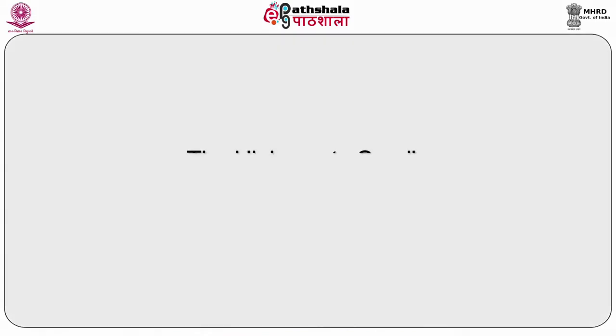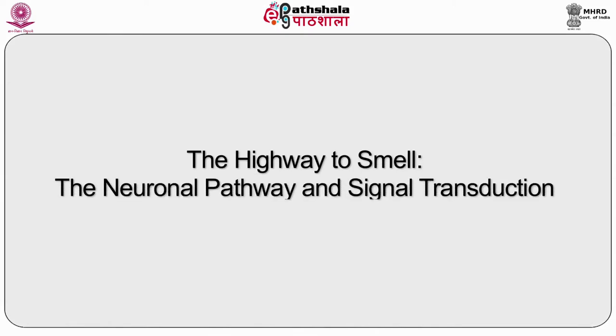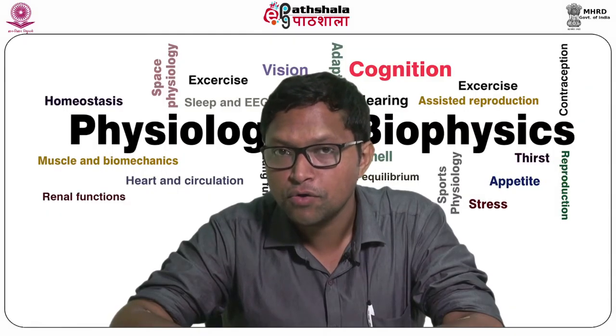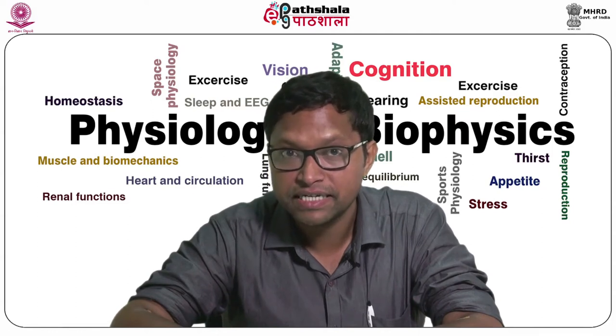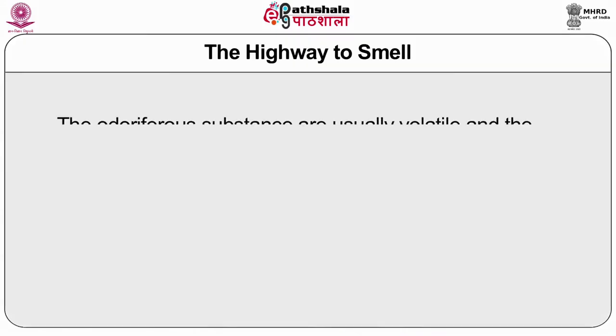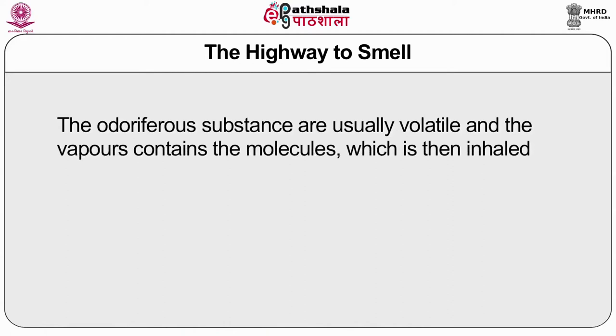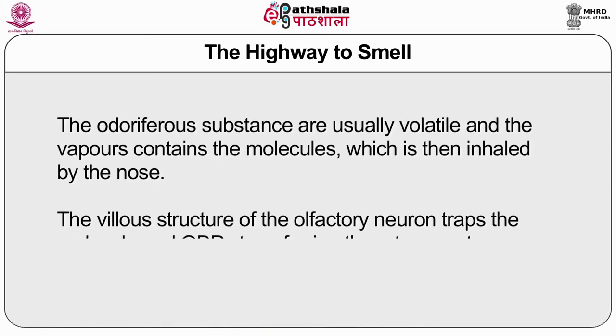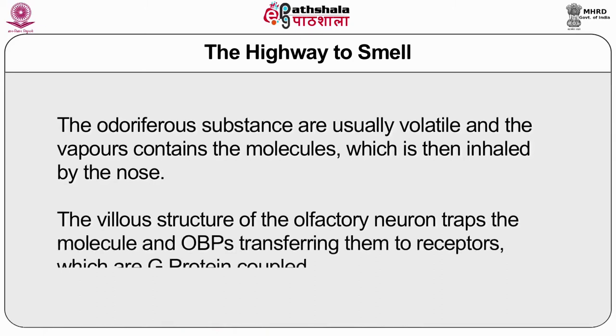Now let's talk about the highway to the smell, or the neuronal pathway and signal transduction. Just like taste, a nice smell won't be perceived if it is not decoded in the brain. For the information to pass, there is always a proper pathway to the brain. The odoriferous substances are usually volatile, and the vapor contains the molecules, which are inhaled by the nose. The villous structure of the olfactory neuron traps the molecules, and odoriferous binding proteins transfer them to the receptors, which are G protein coupled receptors.